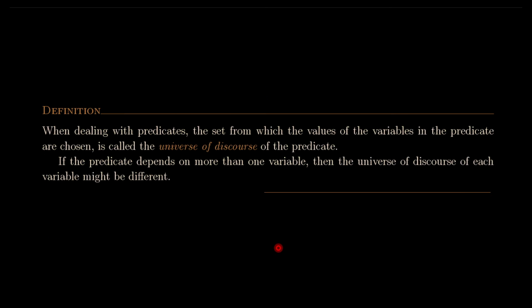Okay, so let us see what we have now, and then let me just formalize it again. When dealing with predicates, the set from which the values of the variables in the predicate are chosen is called the universe of discourse of the predicate. But be careful about this point as well. If the predicate depends on more than one variable, then the universe of discourse of each variable might be different. So you can choose different universes of discourse for different variables in the predicate. Okay? Any questions so far? Okay, so let us go to the next.